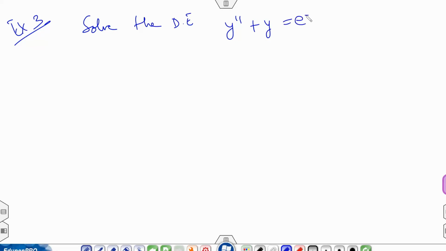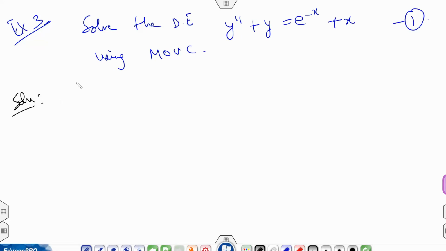So example number 3: solve the differential equation y double dash plus y is equal to e to the power minus x plus x. I call it equation number 1, using the method of undetermined coefficients. So let us see how to solve this.